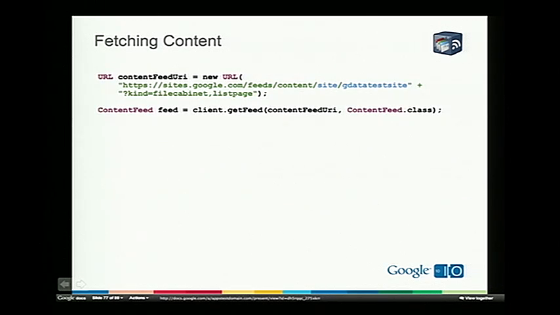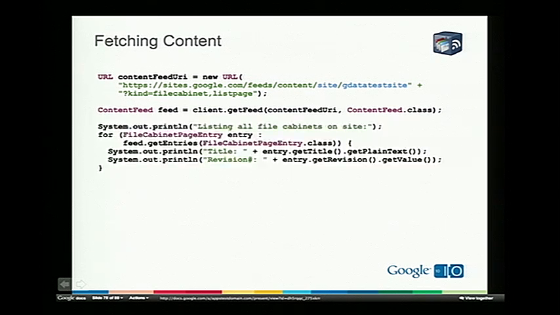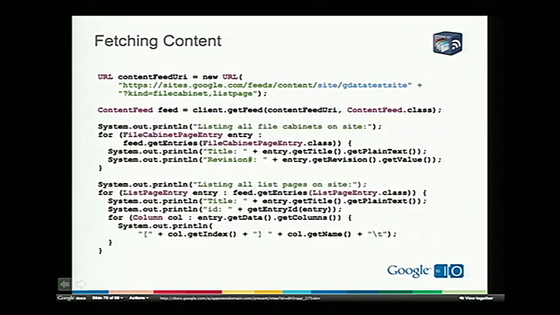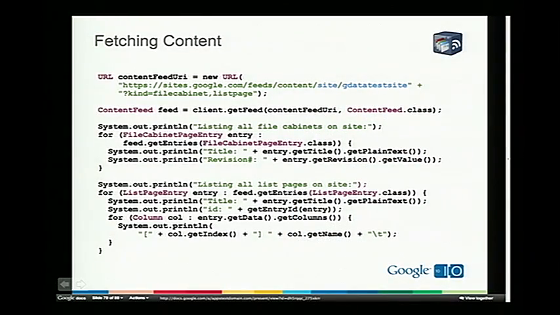In Java, this is pretty straightforward as well. We're still using the content feed URI, and I just changed the URI to include the kind parameter, so we'll get at the file cabinet pages and list pages on a site. We'll call get feed with that URI and expect the content feed back. And then we'll loop through and print out the file cabinet entries, and we'll print out the list page entries that are returned to us from that query. Certain content types are absolutely going to have different metadata properties. For example, the list page entries have the column name and the column index, so we can print those out as well, looping through the column items.